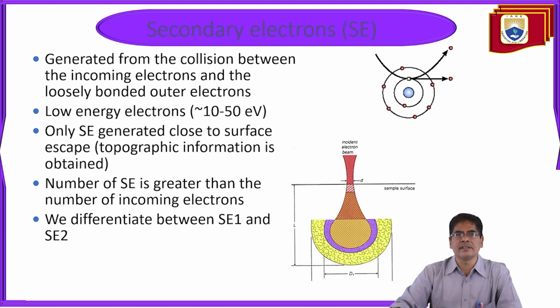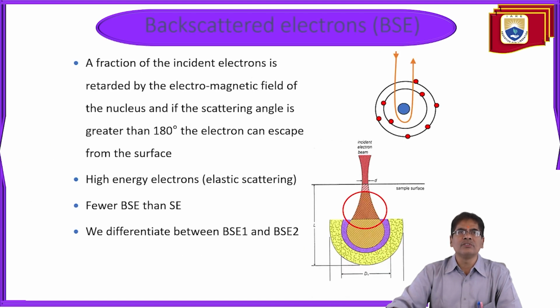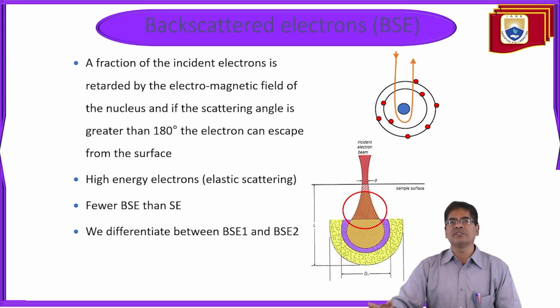The number of scattered electrons is greater than the number of incoming electrons. We can differentiate between two stages, that is scattered electron 1 and scattered electron 2. This is what we can see in the case of scattered electron 1 and scattered electron 2. Now the backscattered electron: a fraction of the incident electrons is retarded by the electromagnetic fields of the nucleus, and if the scattering angle is greater than 180 degrees, the electron can escape from the surface.